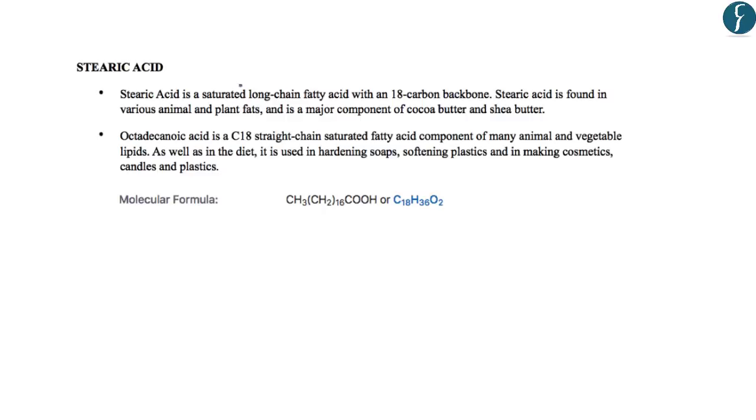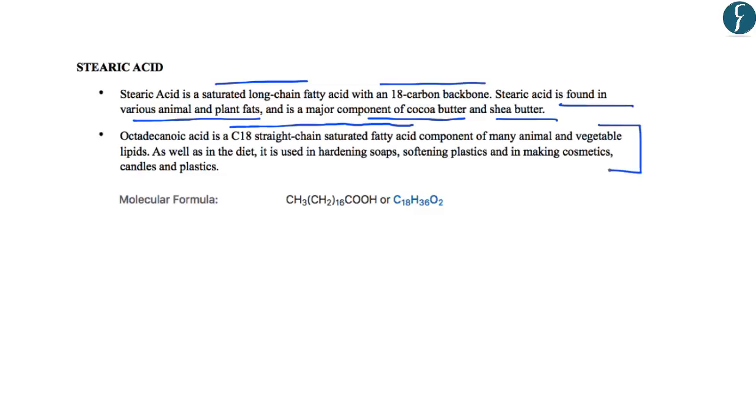Now stearic acid is a saturated long chain fatty acid with an 18 carbon backbone. The stearic acid is found in various animal and plant fats and is a major component of cocoa butter and shea butter. Further, stearic acid, that is octadecanoic acid, is a C18 straight chain saturated fatty acid component of many animal and vegetable lipids. As well as in the diet, it is used in hardening soaps, softening plastics, and in making cosmetics, candles, and plastics. So these can be said to be some of the applications of stearic acid.